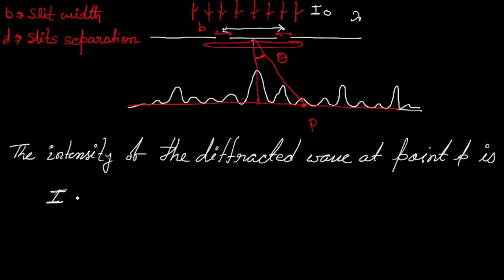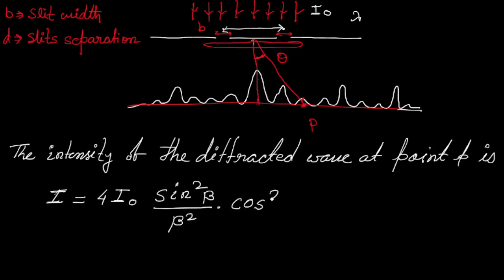I is equal to 4 times I naught, sine square beta divided by beta square, into cos square alpha, where beta is equal to pi b sine theta divided by lambda. What is b here? b is the slit width of the individual slits, lambda is the wavelength of the incident wave, and theta is the diffraction angle at that point P.